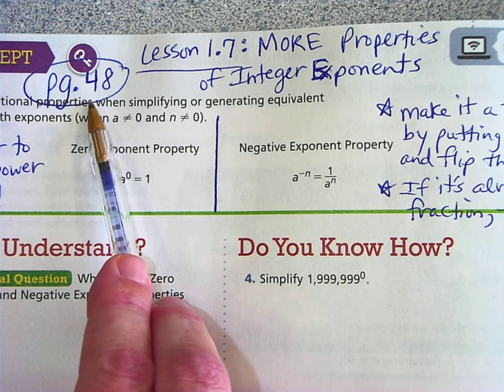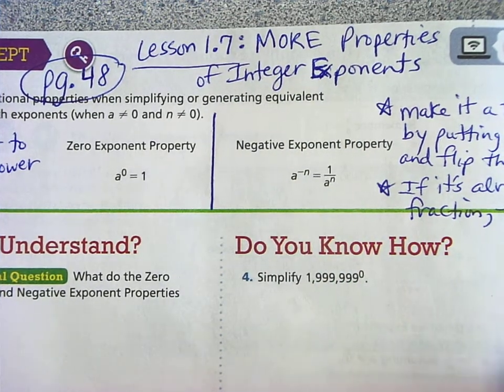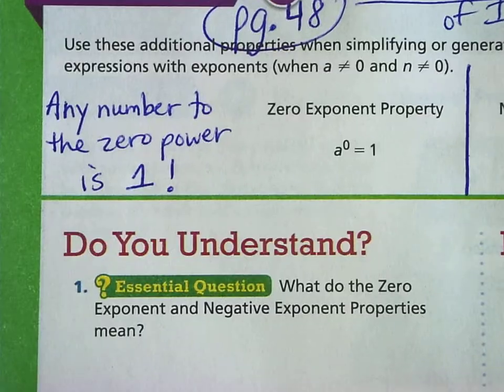We're talking about lesson 1.7. We're going to learn two more properties of integer exponents. Page 48, two more properties. So let's start with the zero exponent property.